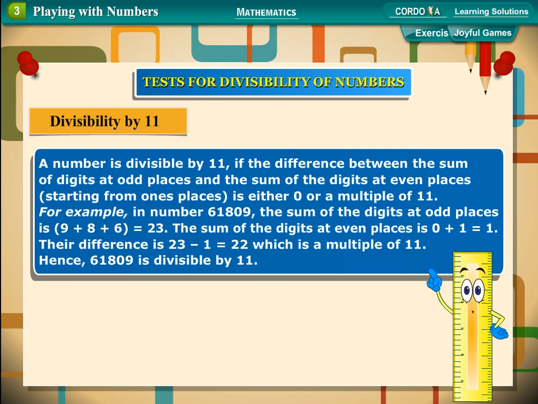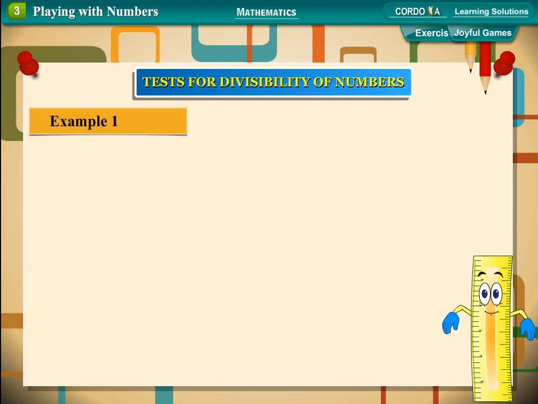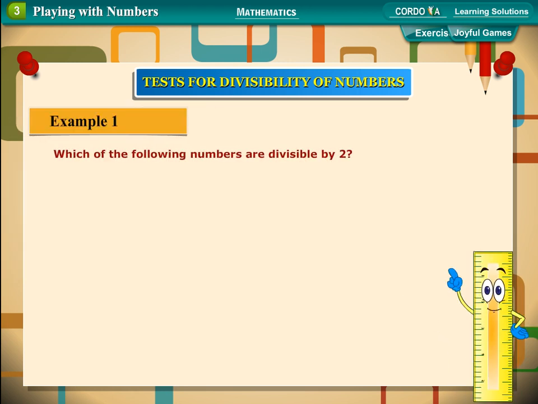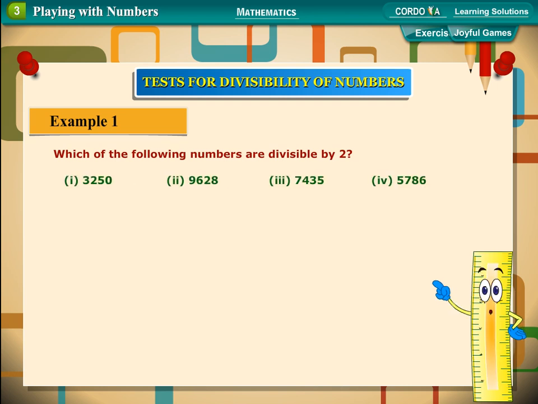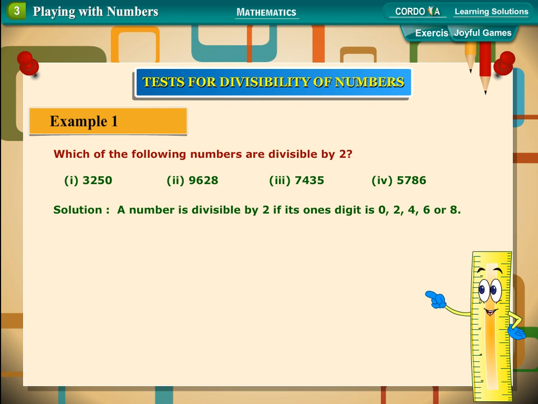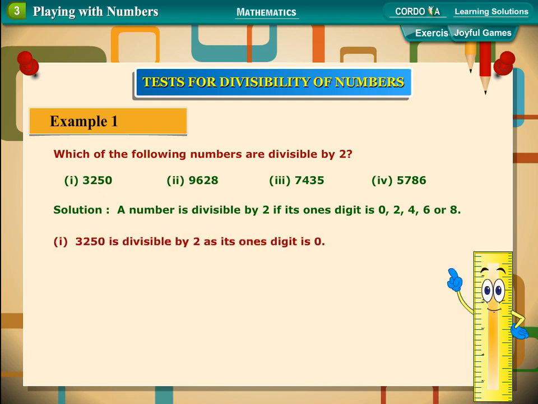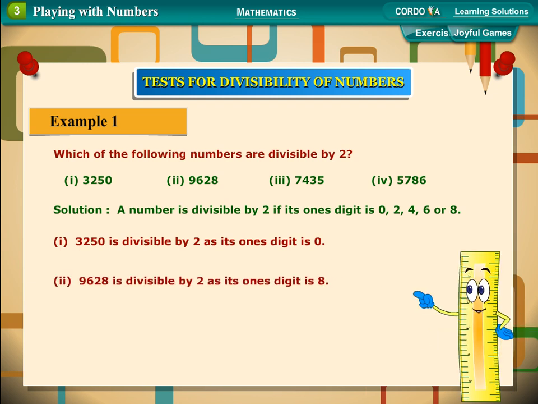Hence, 61809 is divisible by 11. Example 1. Which of the following numbers are divisible by 2? 3250, 9628, 7435, 5786. Solution. A number is divisible by 2 if its ones digit is 0, 2, 4, 6 or 8. 3250 is divisible by 2 as its ones digit is 0.